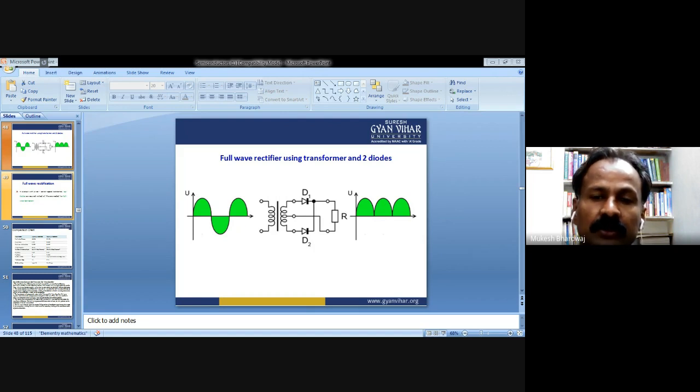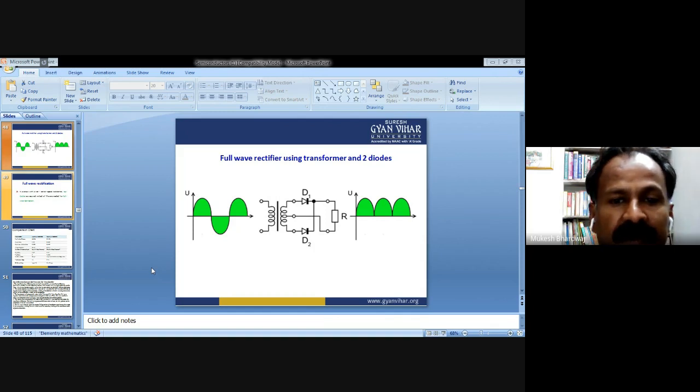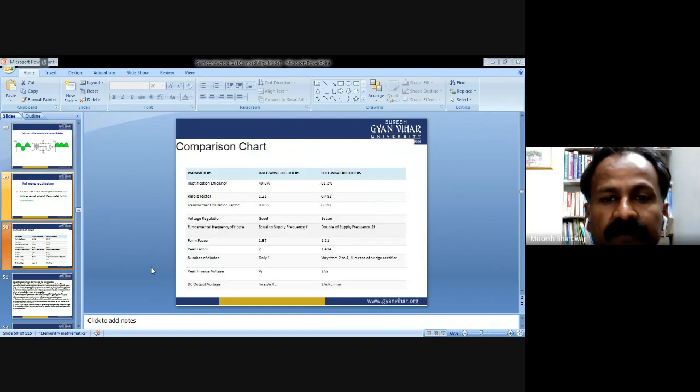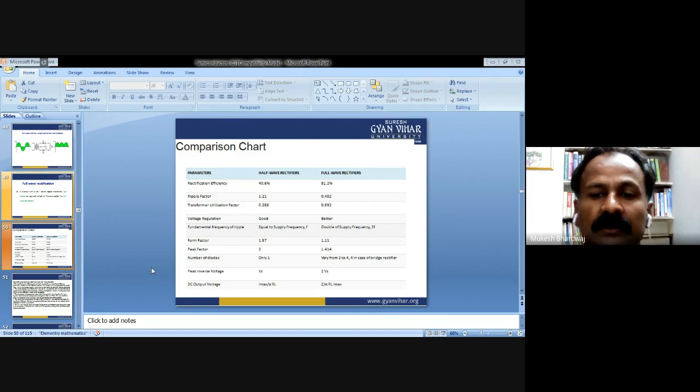Now, with a short review of the half wave rectifier and full wave rectifier, I'll continue my topic with the bridge rectifier. So, the full wave rectifier using a transformer and two diodes. We had seen this circuitry in the last lecture and discussed the working theory related to this full wave rectifier. Now, I'll move to the comparison chart of the half wave rectifier and full wave rectifier on the basis of different parameters.